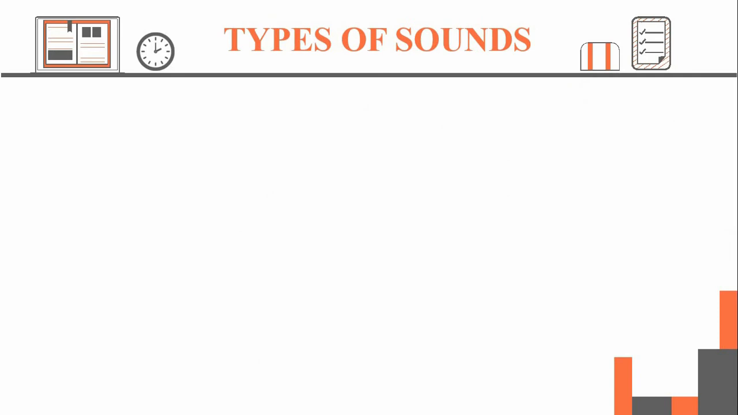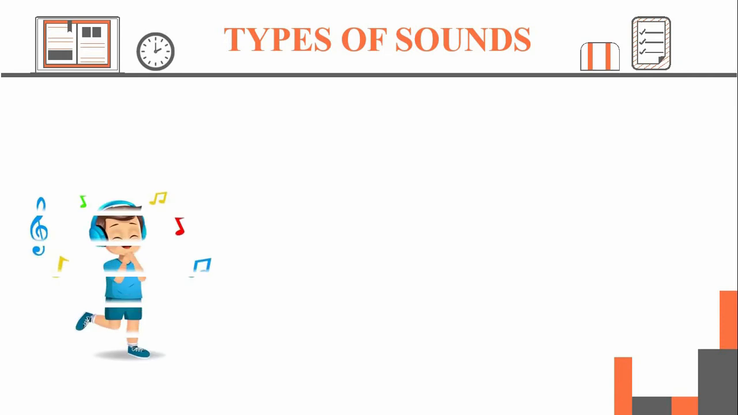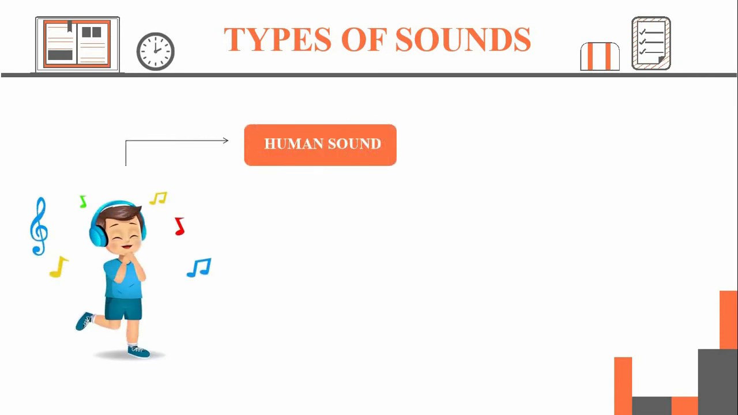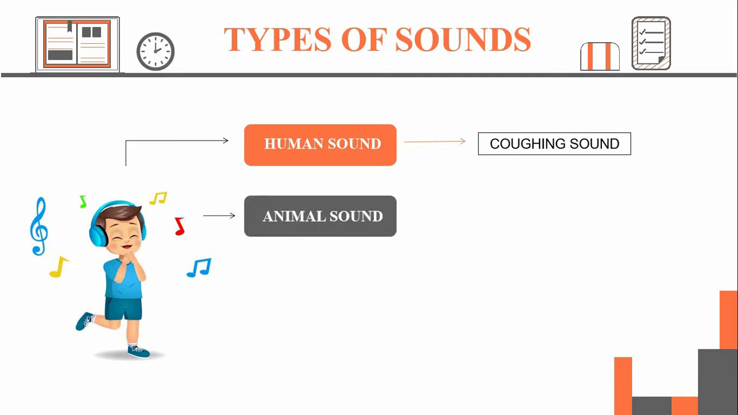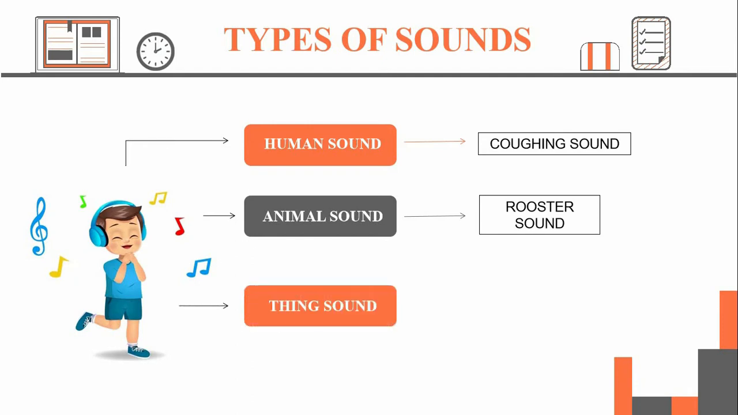The types of sound. For this project, we need to use three types of sound. For human sound, we use coughing sound. Then, for animal sound, we use rooster sound. And finally, for thing sound, we use guitar sound.